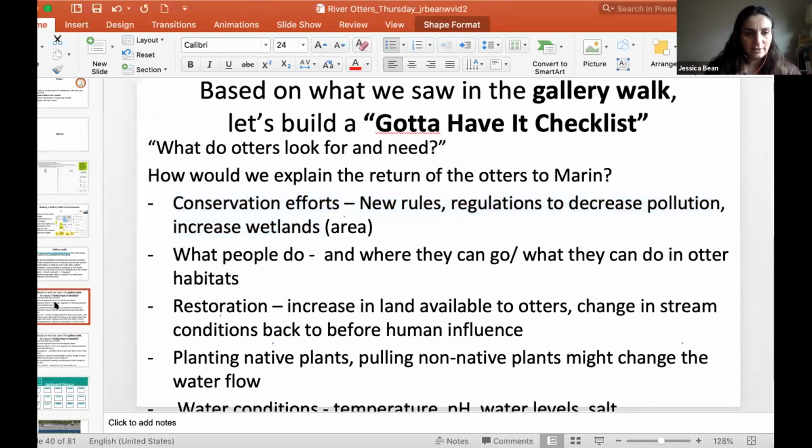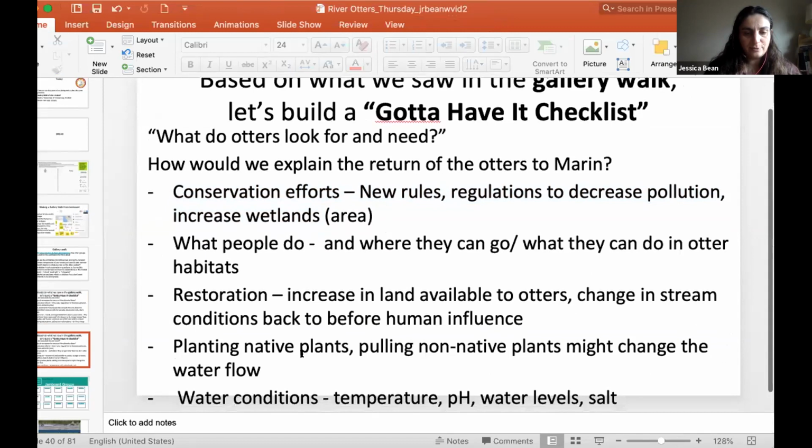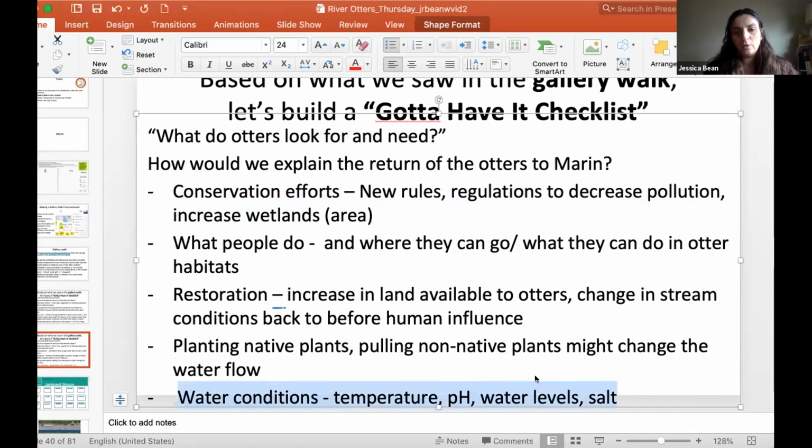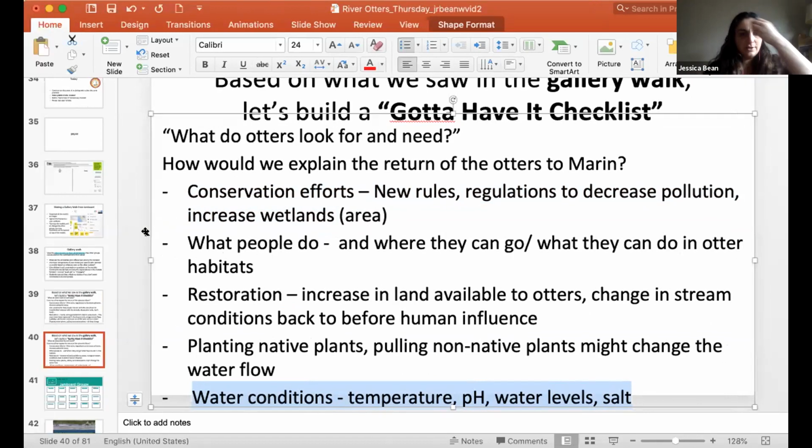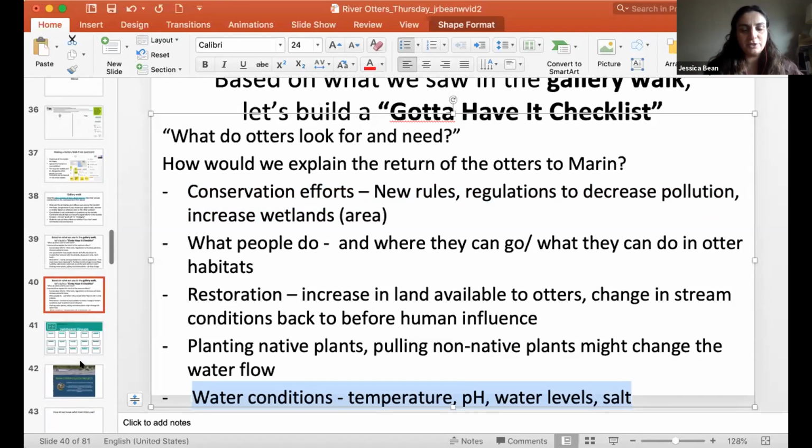And then let's see, we talked about native plants, right? And that idea of native, non-native species that might be impacting the ecosystem. And then also just the general water conditions: temperature, pH, water levels, how much water is there, the salt, right? All of these things are probably going to play into the conditions that otters would be responding to, right? And something that wasn't mentioned, but that you would probably get to if we'd had more time, was their food source and what other organisms live there that the otters rely on. Might be something to add to this list.